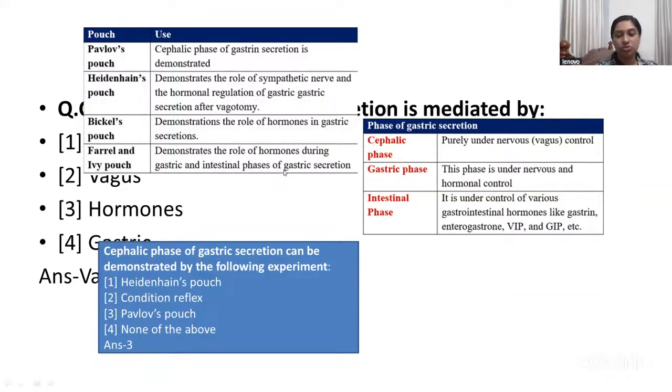Another, fourth phase called the interdigestive phase is present in human beings. It denotes that some amount of gastric secretion occurs in between meals or during fasting time. That's what we call the interdigestive phase. In order to demonstrate the interdigestive phase, we use the Farrell and Ivy pouch experiment.